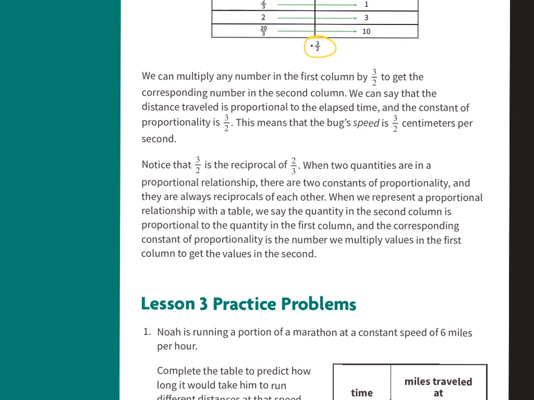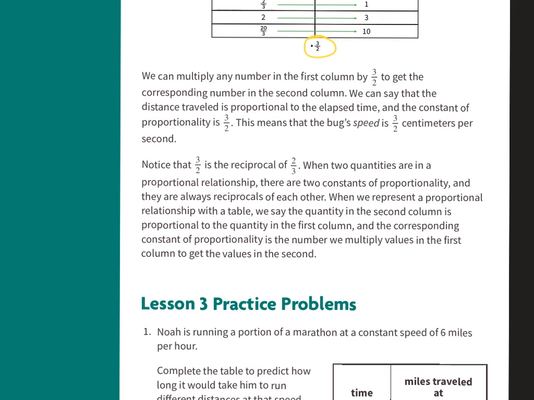When two quantities are in proportional relationship, there are two constants of proportionality, and they are always reciprocals of each other. When we represent a proportional relationship with a table, we say the quantity in the second column is proportional to the quantity in the first column, and the corresponding constant proportionality is the number we multiply values in the first column to get the second. Okay? So there you have it.